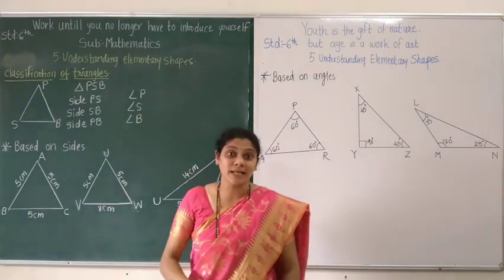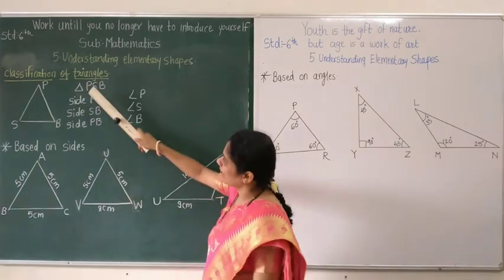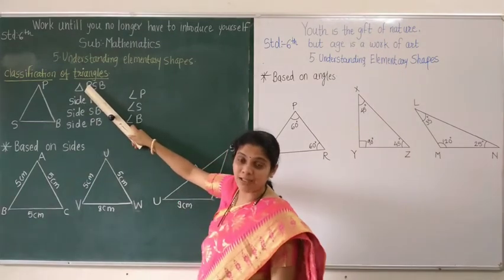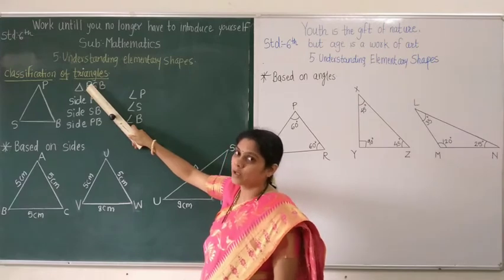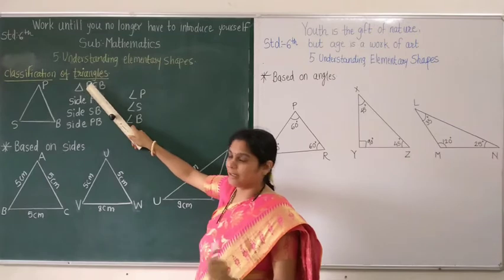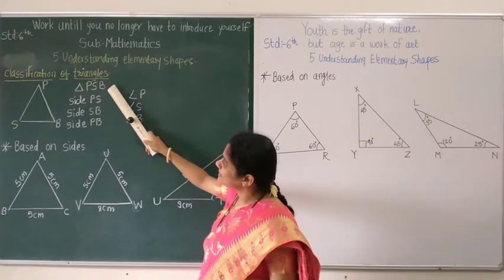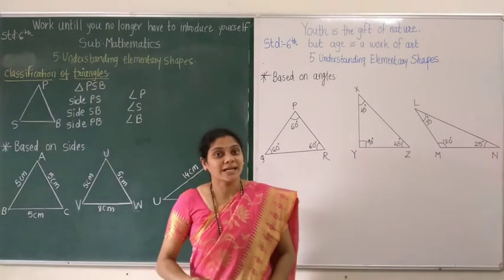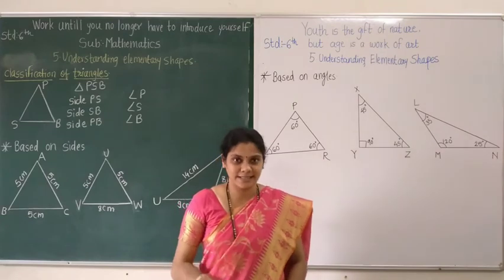How can we write triangle PSB? Like this way. We have to draw a shape of triangle before writing its name. Okay? This denotes the word triangle. Triangle PSB. Each triangle has three sides and three angles.